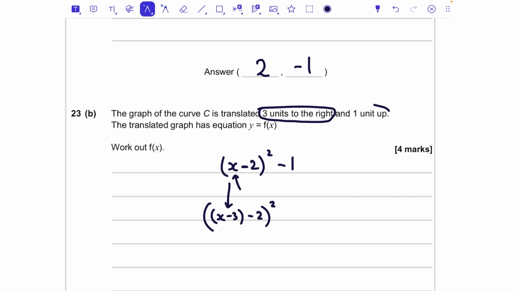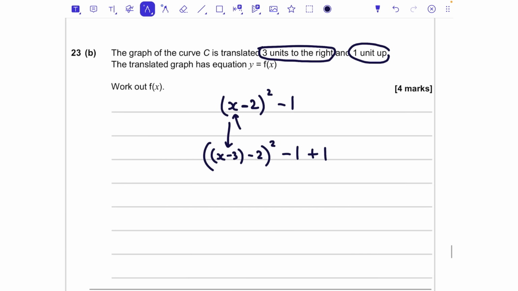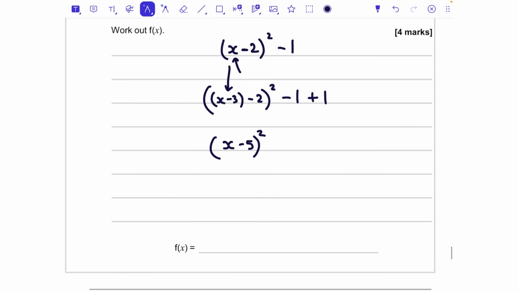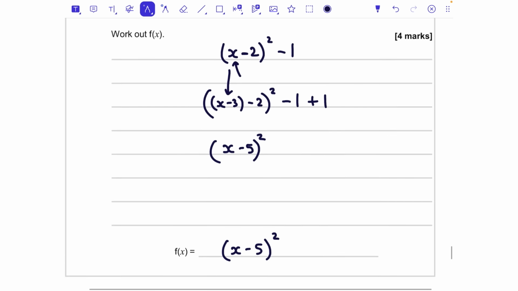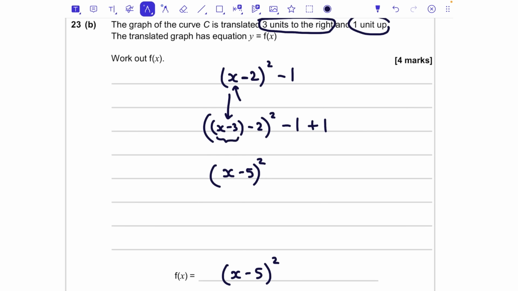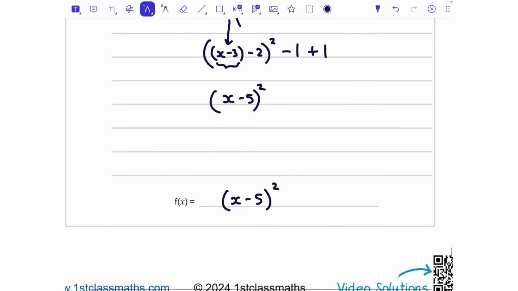And then I want to go 1 unit up. Well, we're already at minus 1. So if I add 1 after, that's going to move it 1 up. So all together, here we go. x minus 3 minus 2 is x minus 5 all squared. And then I've got minus 1 plus 1. So f of x is x minus 5 all squared. There we go. Taking away 3 on the input moves it 3 to the right. Adding 1 after moves it 1 up.